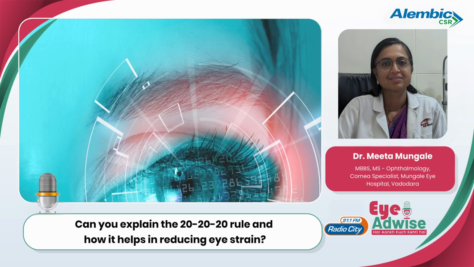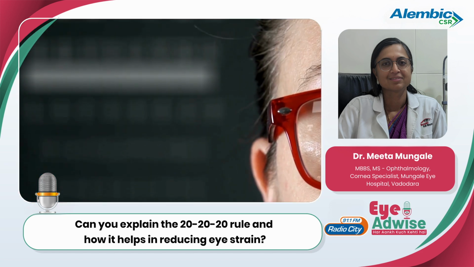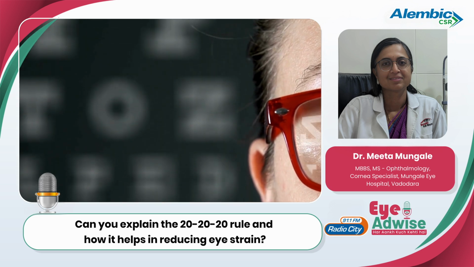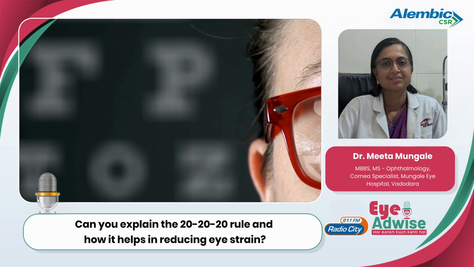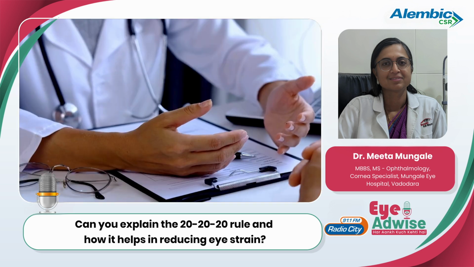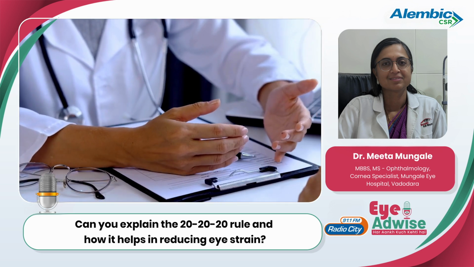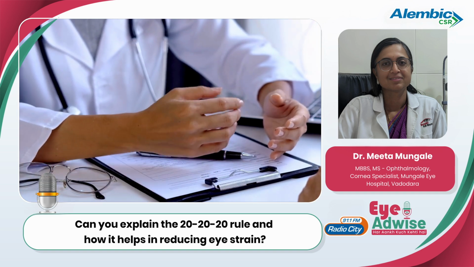Doctor, can you explain the 20-20-20 rule and how it helps in reducing eye strain? So the most effective and straightforward strategy is the 20-20-20 rule, which is very simple. Every 20 minutes, take a 20-second break and focus on something 20 feet away. This practice gives the eyes a much needed rest and helps to reset our focus. For our eyes, looking at the distance is like taking rest.